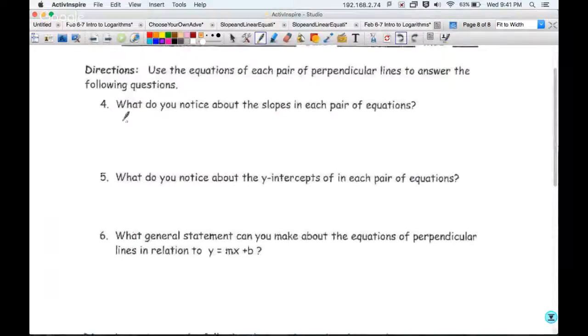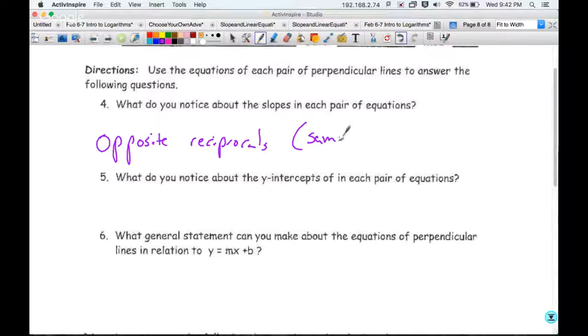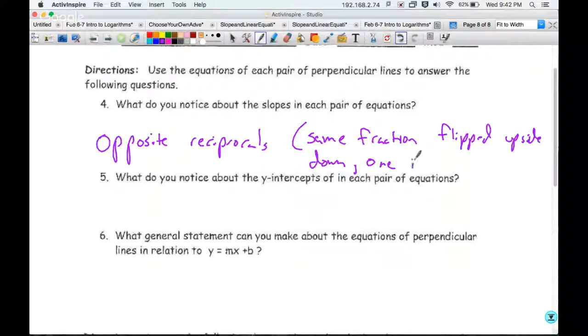They are opposite reciprocals. And what this means is that it's the same fraction flipped upside down and one is negative and the other is positive. And that's our definition of an opposite reciprocal.